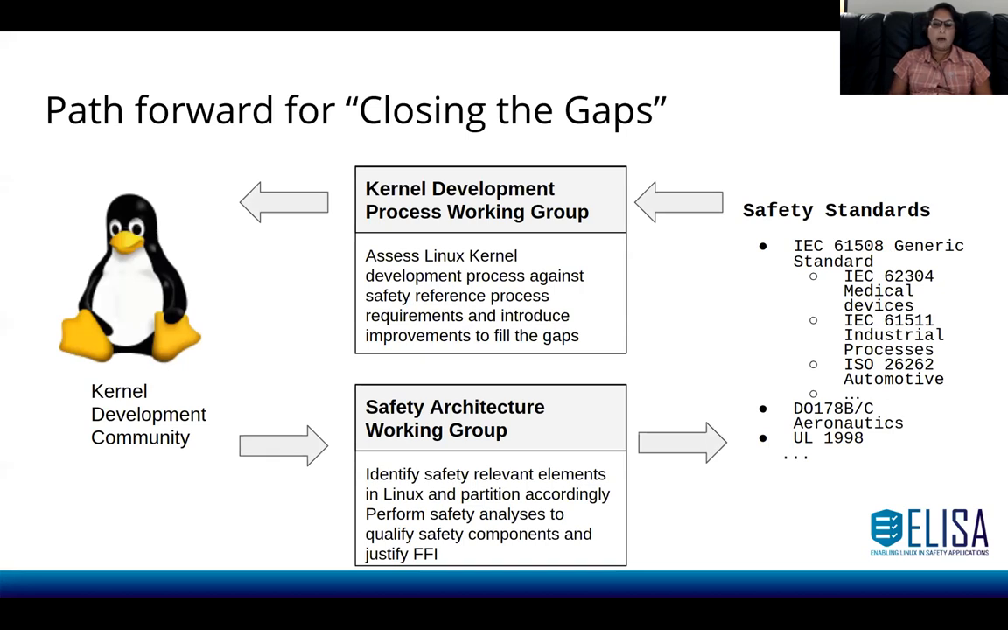So we have several working groups. The kernel development working group is looking at kernel processes and reference processes, identifying gaps and where we can fill in gaps to be able to meet the safety standards. We have several safety standards that we keep looking at and then trying to map. And then the safety architecture group is doing the same thing in a different way, looking at safety relevant elements and platform safety analysis, and then mapping them.